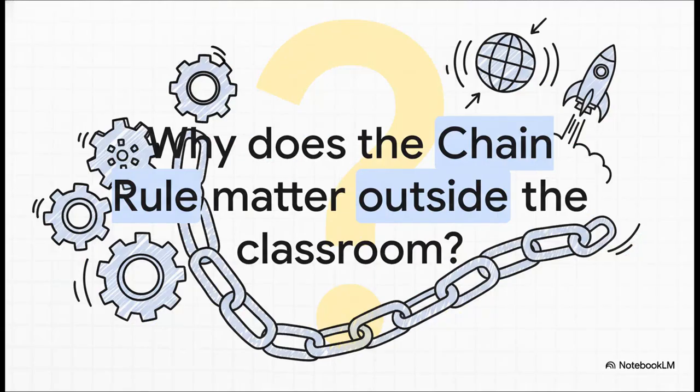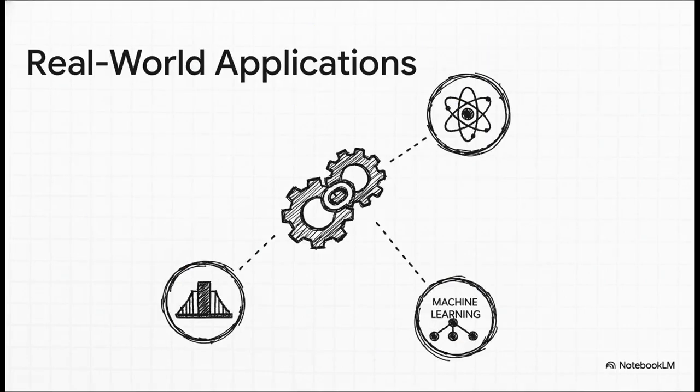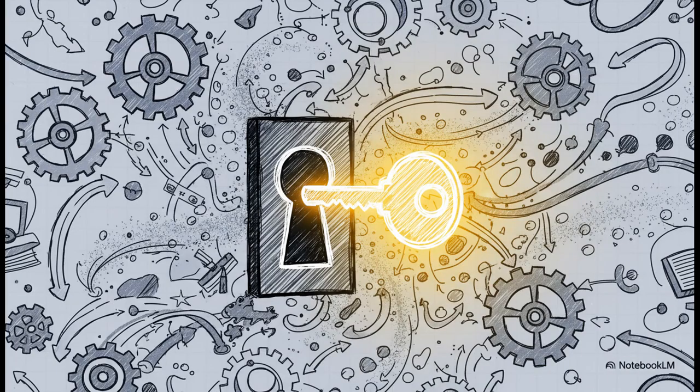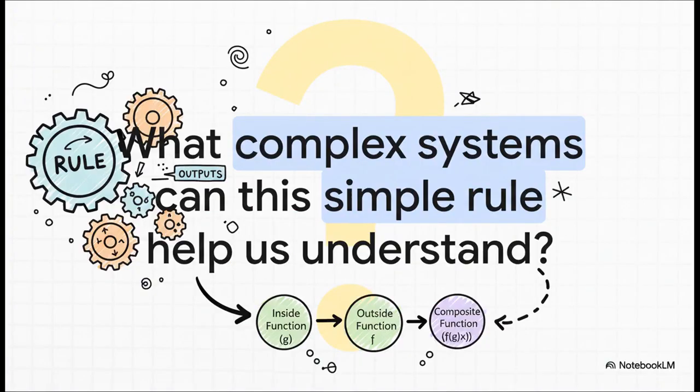But why does any of this matter in the real world? Well, it's actually huge. It's fundamental in physics and engineering. And get this, it's the engine behind machine learning. Basically, without it, we couldn't compute rates of change for most real-world complex systems. So this one simple rule helps us make sense of incredibly complex systems. What could it help you figure out?